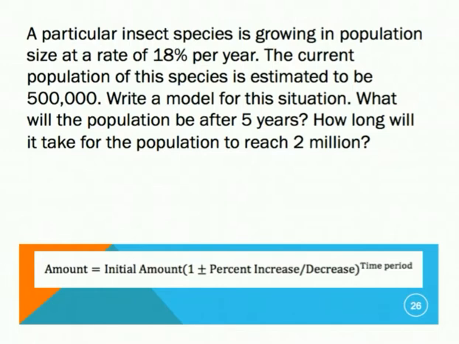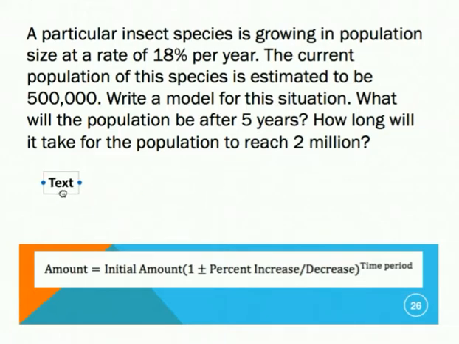Okay, let's take a look at this question here. A particular insect species is growing in population size at a rate of 18% per year. The current population of the species is estimated to be 500,000. Write a model for the situation, and then we have a couple questions to answer. So let's start with the model.